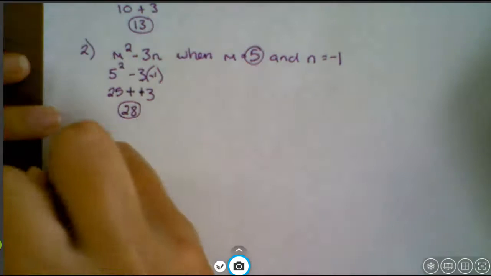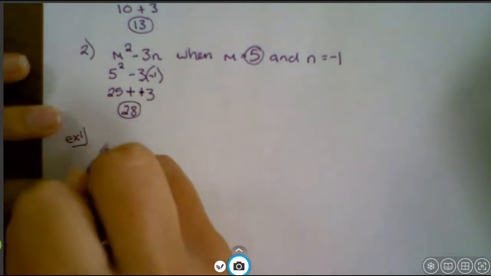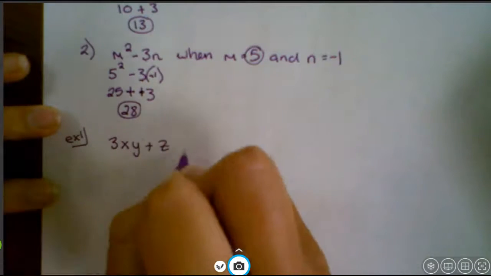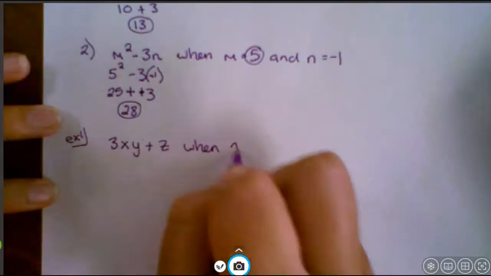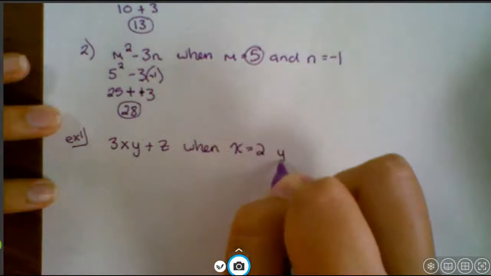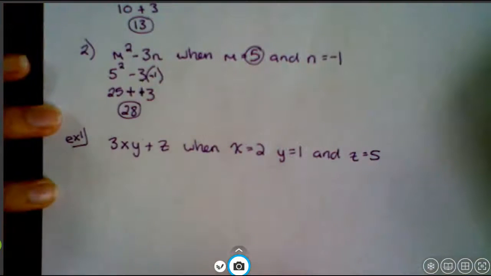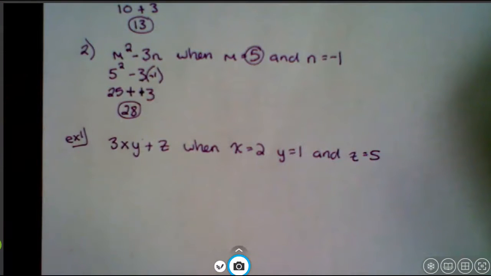Now I want you to write this one down and do this one on your own. We're going to do 3xy plus z when x equals 2, y equals 1, and z equals 5. Go ahead and write that down and try it.